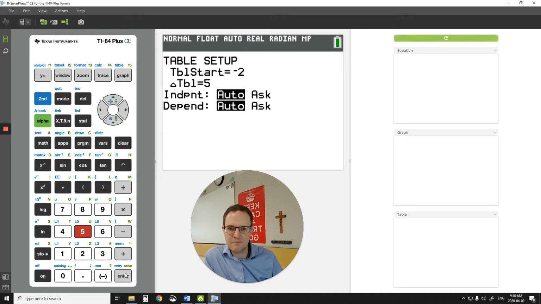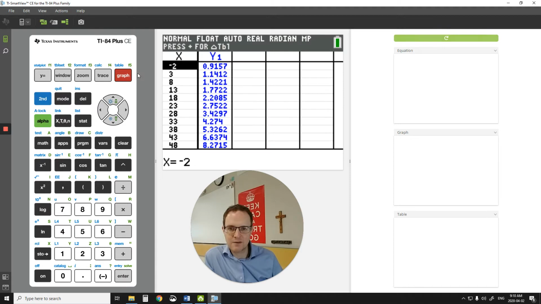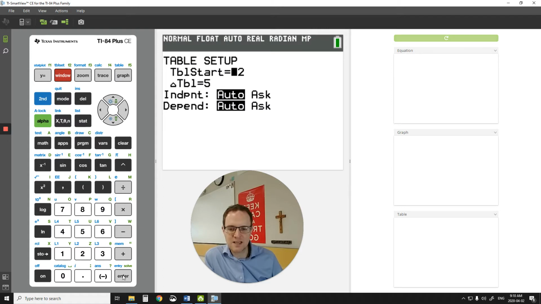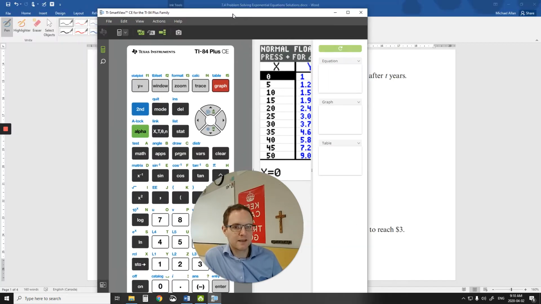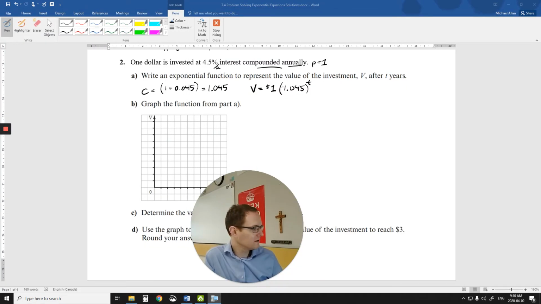If I do that, then I go back to my table. You can see that I have a bad starting point here. So let's start the table at 0 instead, and then go back to our table. So it was 0, 5, 10, 15, 20. Okay, so now I know some good points.